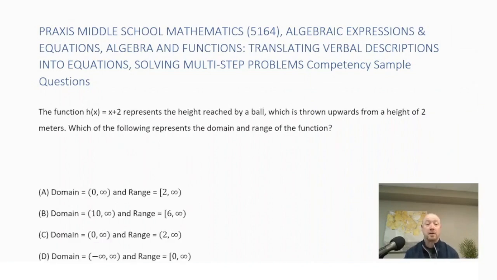The function h of x is equal to x plus 2 represents the height reached by a ball, which is thrown upwards from a height of 2 meters. Which of the following represents the domain and range of the function?